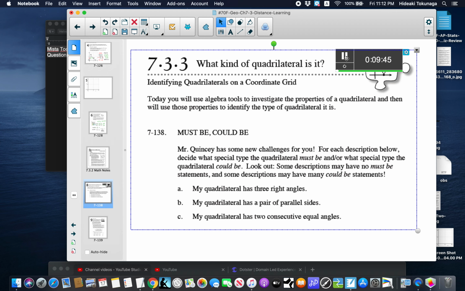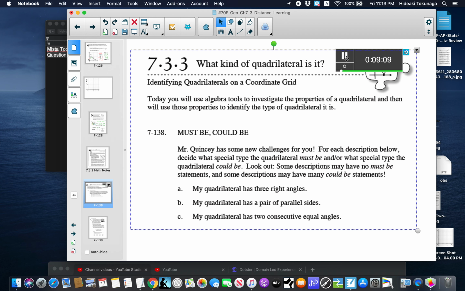Mr. Quincy has some new challenges for you. For each description below, decide what special type of quadrilateral it must be and/or what special type of quadrilateral it could be. Look out. Some descriptions may have no must be statement, and some descriptions may have many could be statements. Okay, so let's take a look at A.